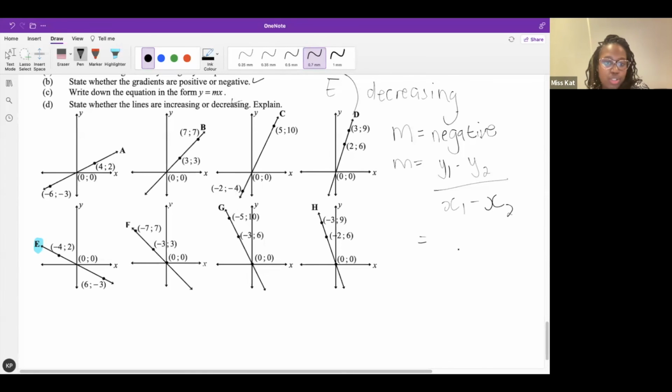Abu has chosen -4 and 0, so Abu has chosen these 2 points. I'm going to go with them. This one and this one. At the top is the y's. So it's 2 minus 0 over -4 minus 0 equals. What's 2 minus 0?